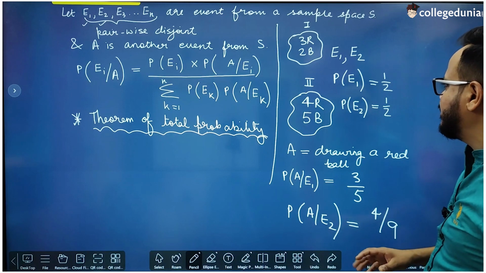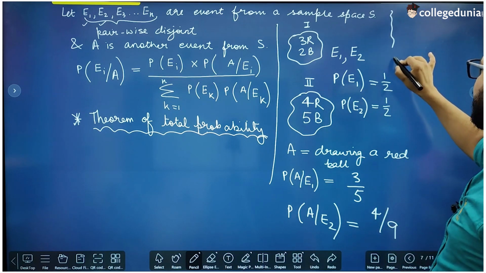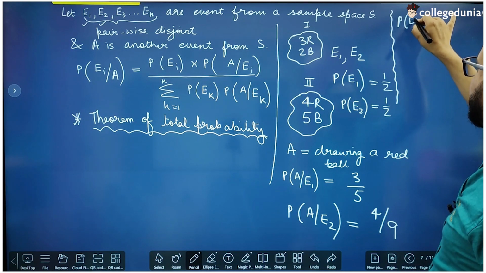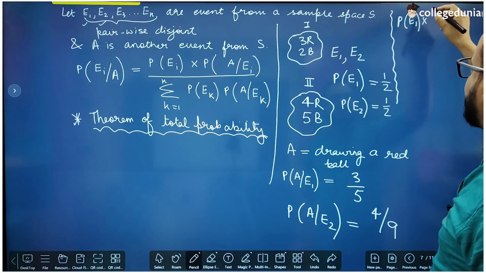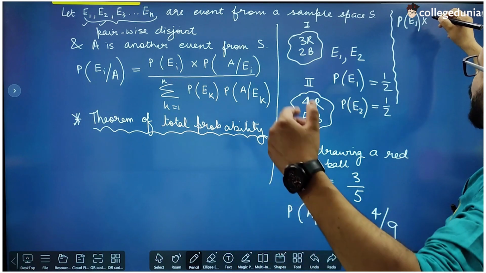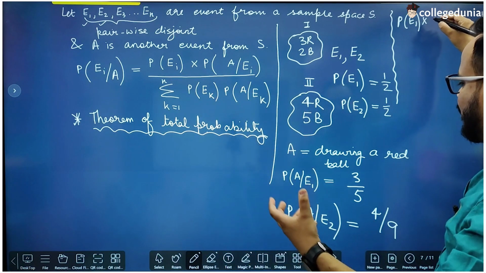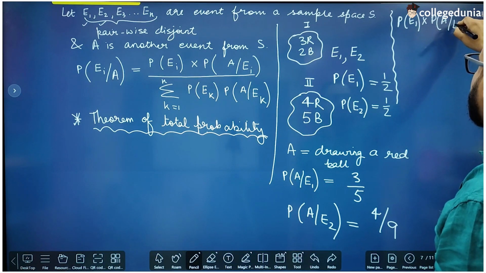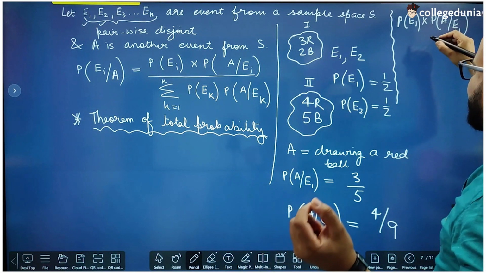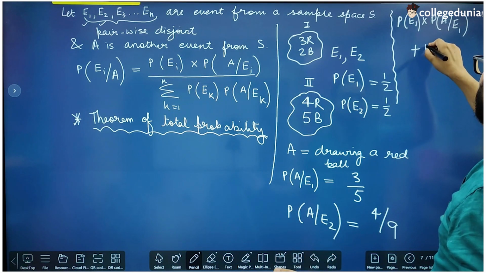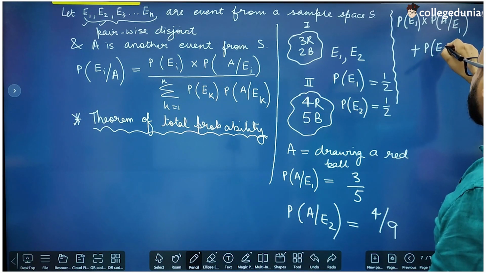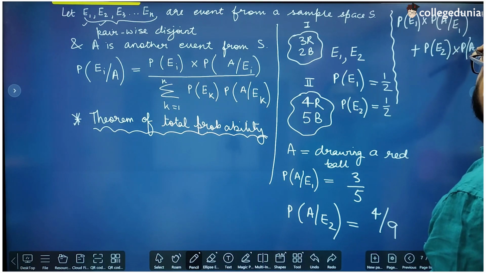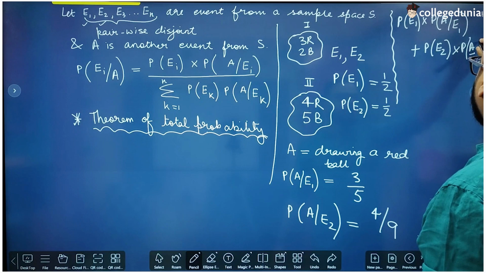The multiplication rule of probability says first you have selected bag 1, right? This is your first event. Then after selecting bag 1 you have drawn a red ball from that bag, so you will multiply the probability of that event, P(E1) into P(A/E1). But this is just one of the possibilities, or we can do P(E2) into P(A/E2). This is also possible, right?